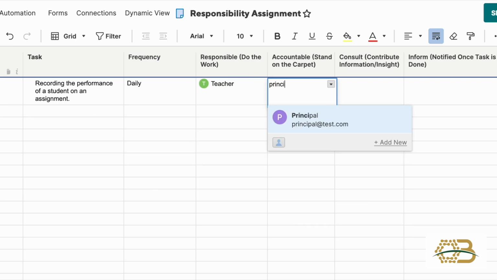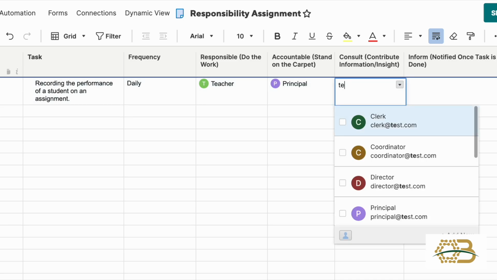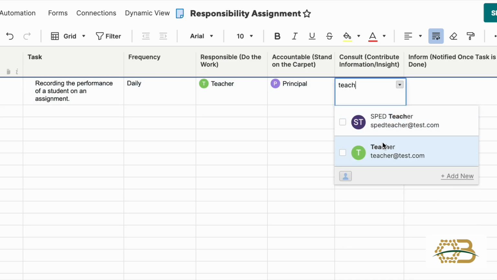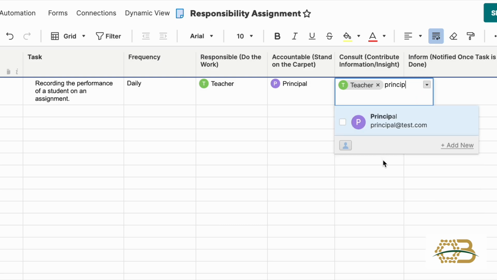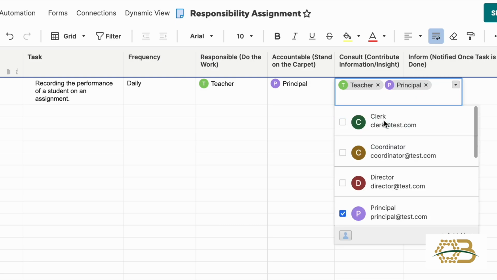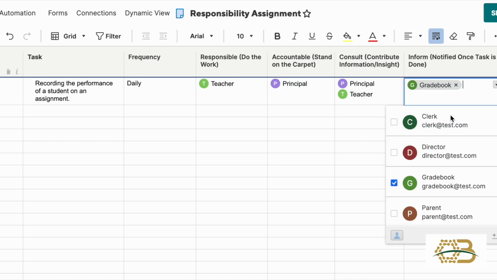Accountable, if it is not being done, would be the principal. The consult might be another teacher, or it could also be the principal. If the person doing the work has any questions, who are they going to go to? They could go to another teacher, they could go to their principal. And then who is informed once they've done the task? That would be the grade book, because the grade book is recording each of the grades for all of the students.